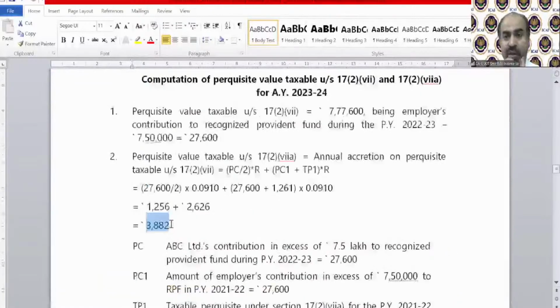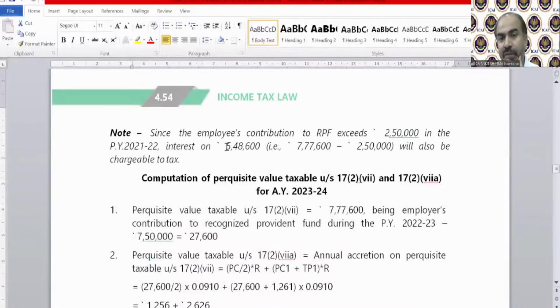Again, let me tell you one thing. In your solution, you will find this value also. These are wrong calculations in the study material, so just ignore it. This 5,48,600 should be 5,27,600. This value is wrong. This has actually been pasted from last year's study material. It has not been changed. So 548,600 is not a value. The correct value should be 527,600.